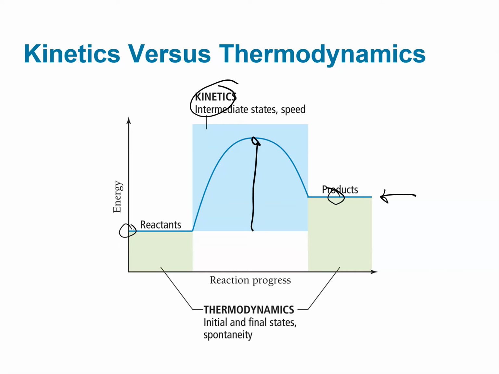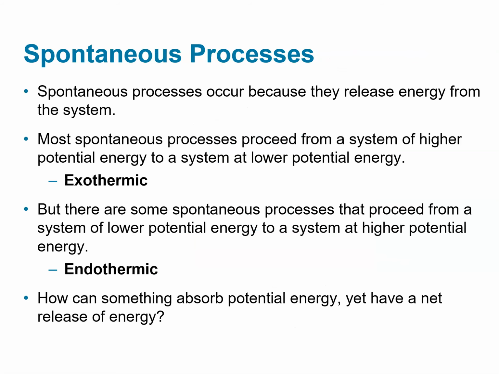Now, if, let's say, we were down here with our product, the delta would indicate that we have dropped in energy going from reactant to product. Well, what happened to that energy? That is that release of energy which this definition is describing. So most spontaneous processes are going to proceed from higher potential energy to lower potential energy. And these, because they release energy, are called exothermic.